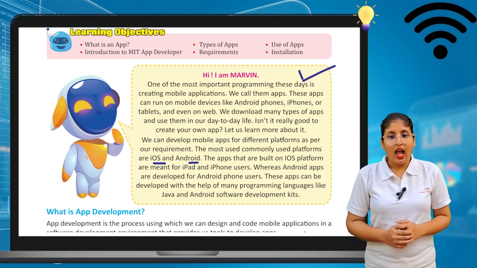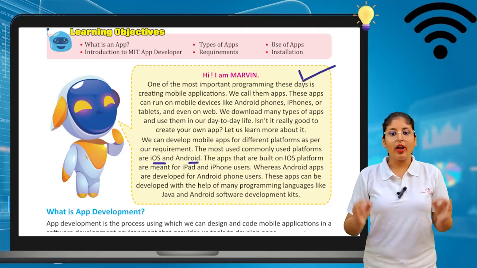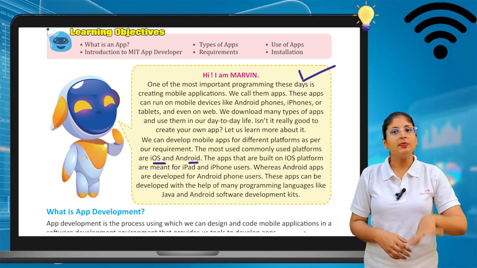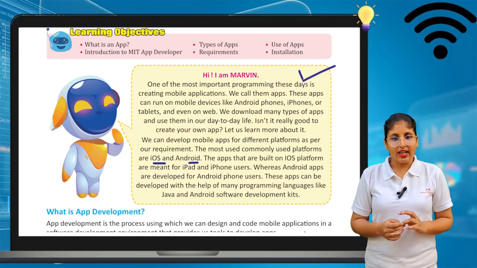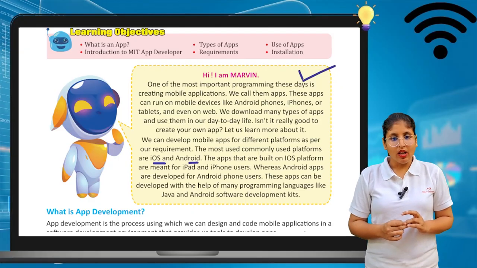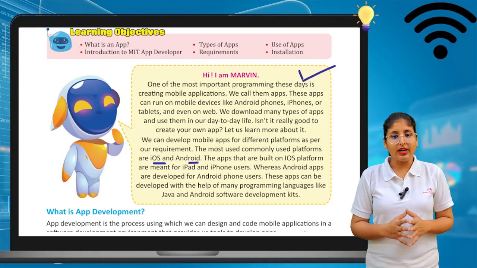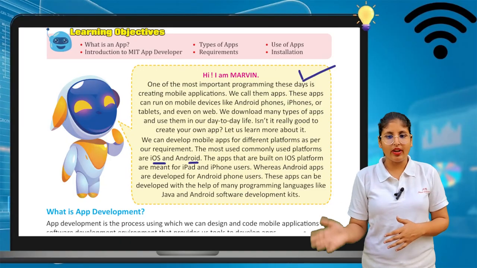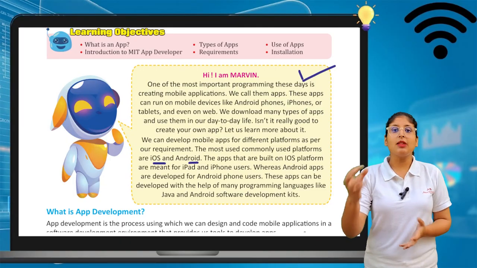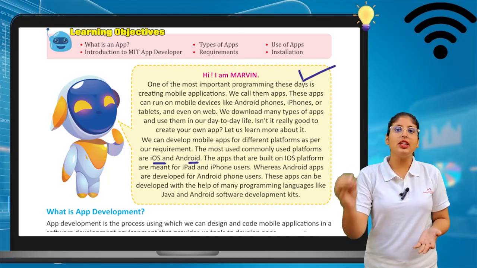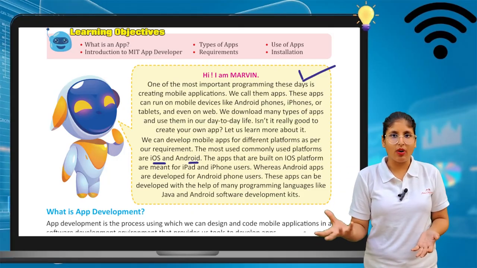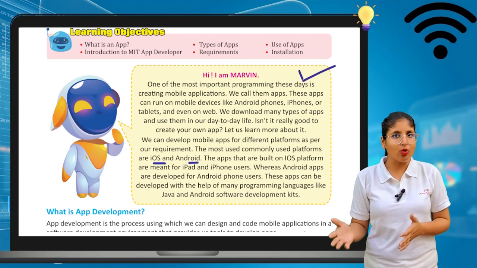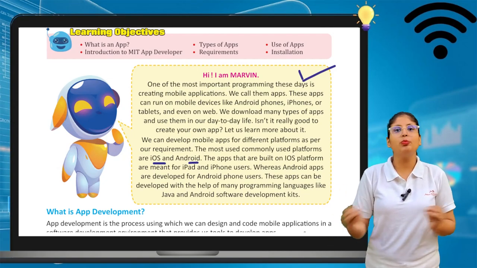Whereas Android apps are developed for Android phone users. Of course, Android apps can run only on Android. These apps can be developed with the help of many programming languages like Java and the Android software development kit. Some of the apps can run on the iPhone, some can run on the Android phone, and some can run on both.